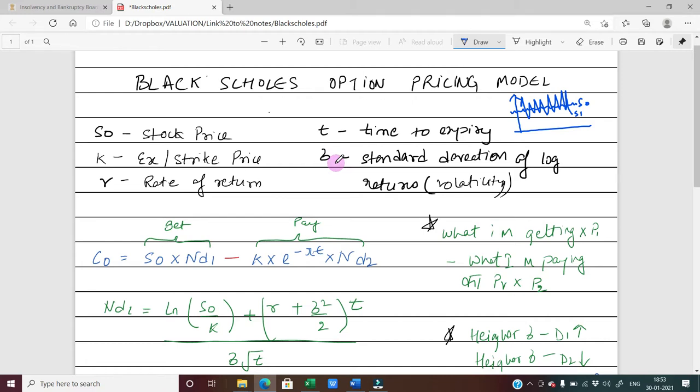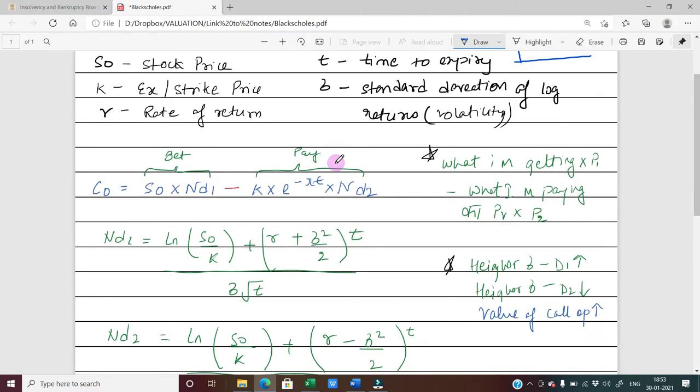Now let's concentrate on the calculation of the price. We will divide the formula into two parts for easy remembrance. The first part is what we are going to get on the exercise date, which is the stock price of that particular share. To get the stock price, we multiply the stock price by a probability. In Black-Scholes, that probability is termed N(d1). What is N(d1)? We will discuss it in a little more detail further down.